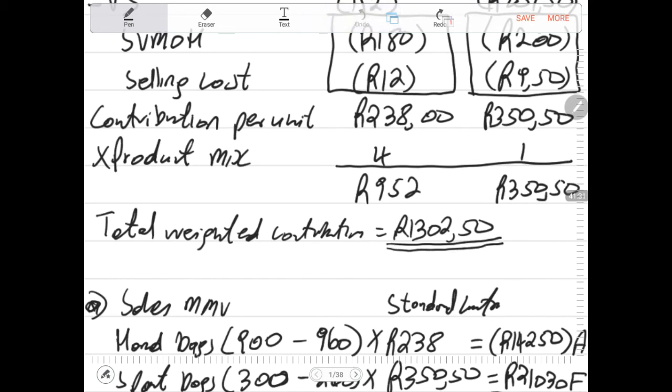Remember, whenever there are two products, you always have to multiply your contribution by the product mix for each product and add the two figures in order to get this total weighted average contribution for the company. It's 1,302.50.